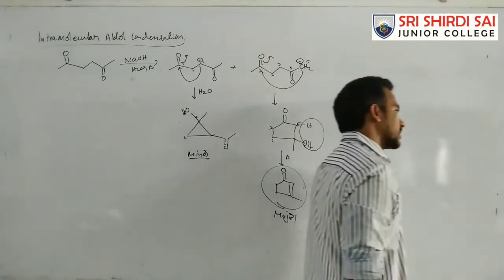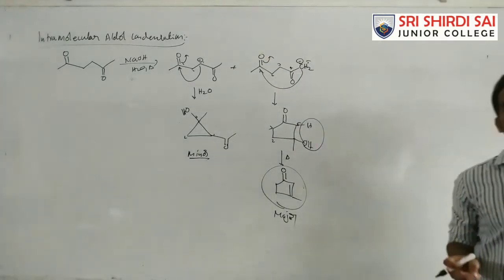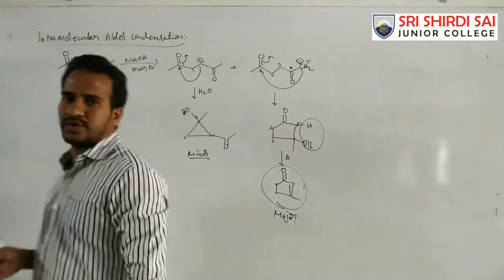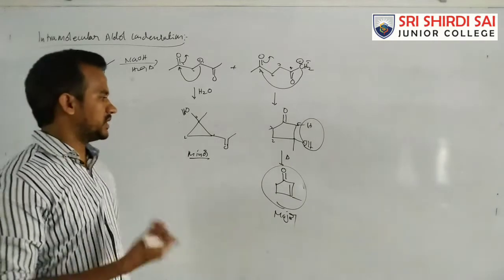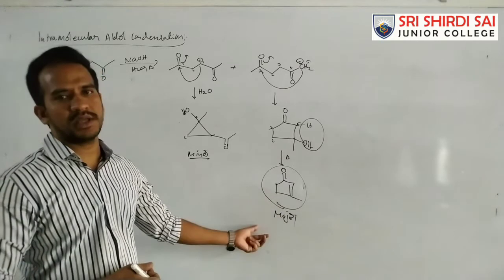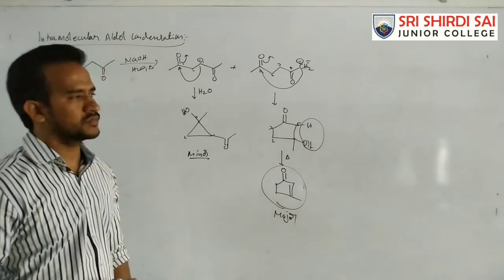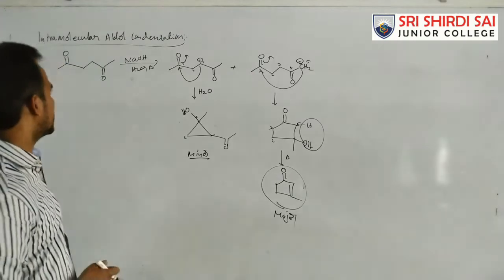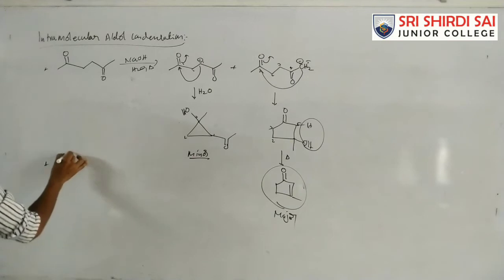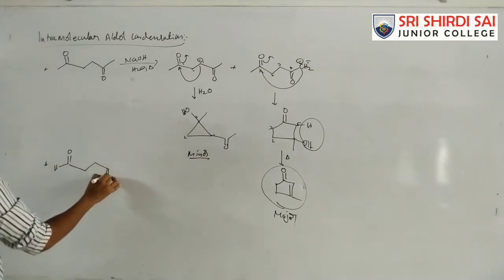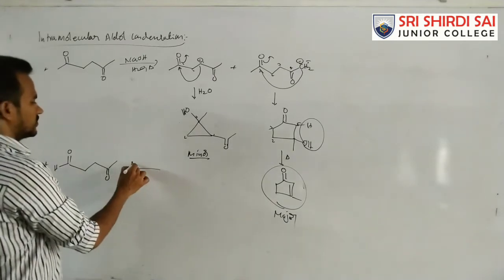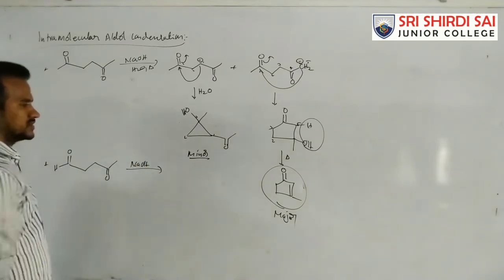So in intramolecular aldol condensation, the major product is decided by the stability of the product. It is a 3-membered ring versus a 5-membered ring. The 5-membered ring is more stable, so it is the major product. Okay, that's it. Or suppose an aldehyde with a double bond like this. In this case, what is the product of this reaction?